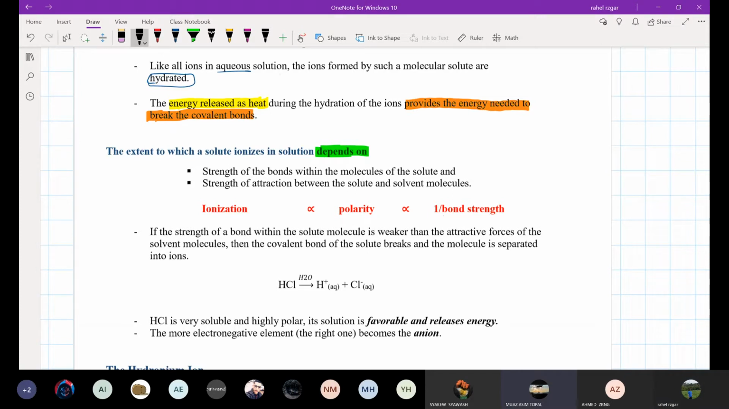Are ionic bonds considered to be ionized? No. Ionic bonds, which are ionic compounds, we directly say dissociate, not ionization. So that's the difference, that's what we are trying to distinguish. For ionic compounds, we have to say dissociation. For molecular compounds, for covalent bonds, only then we say ionization.